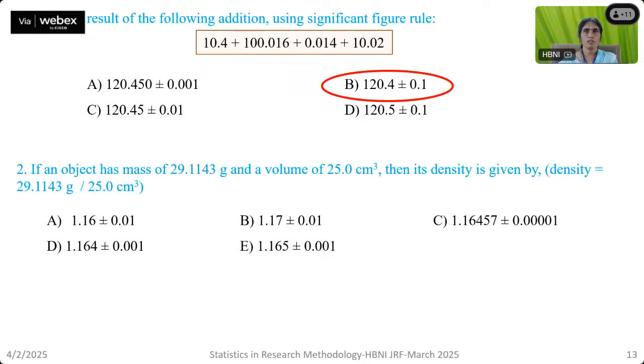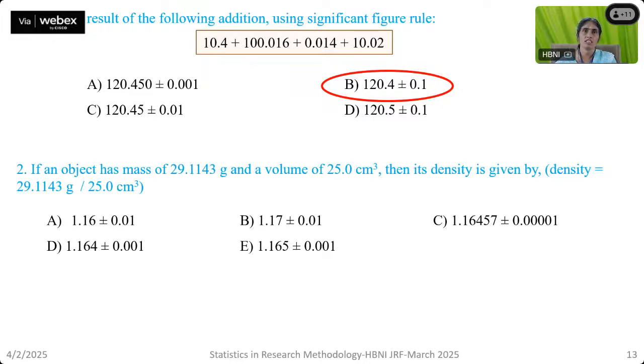In this other example, somebody is measuring the density of an object. Mass and volume were also measured. The density is nothing but mass by volume, so you can also try to do it. This is just a division operation of mass by volume, 29.1143 by 25.0. All of you will be able to do this operation very efficiently.